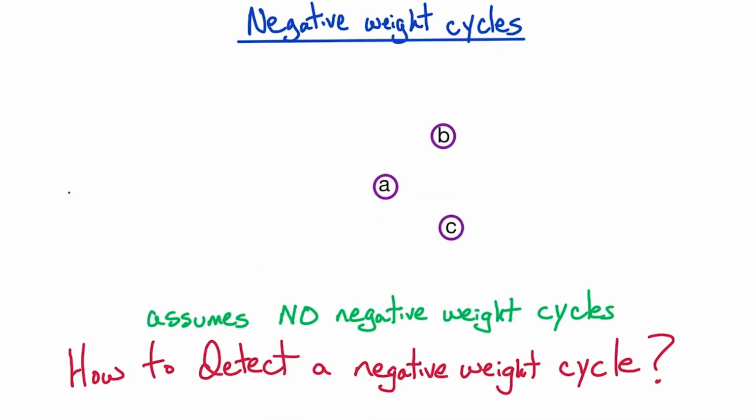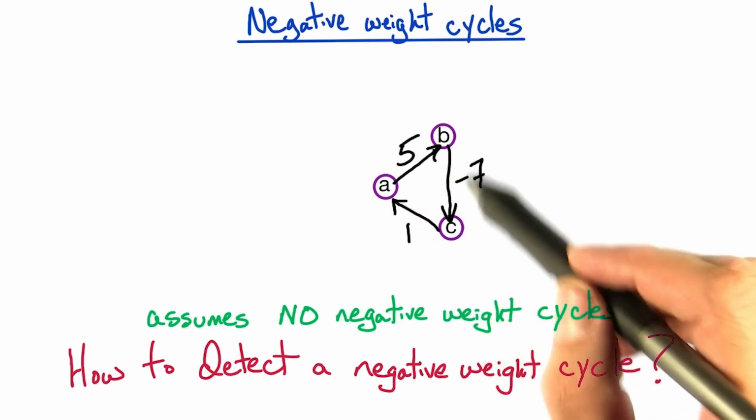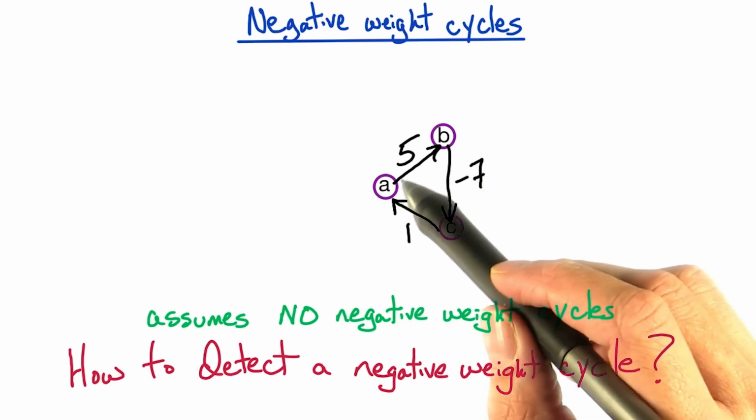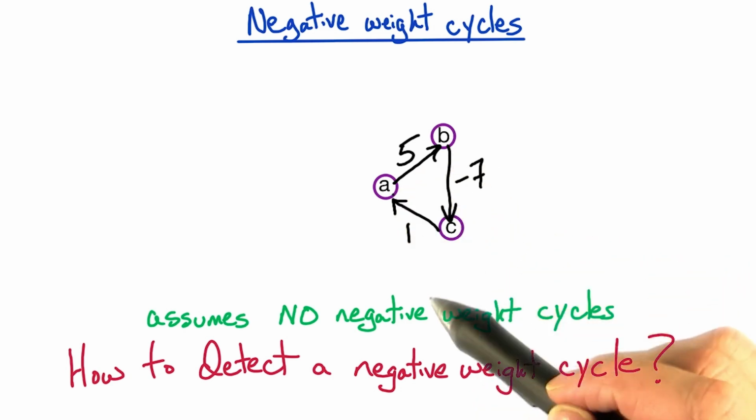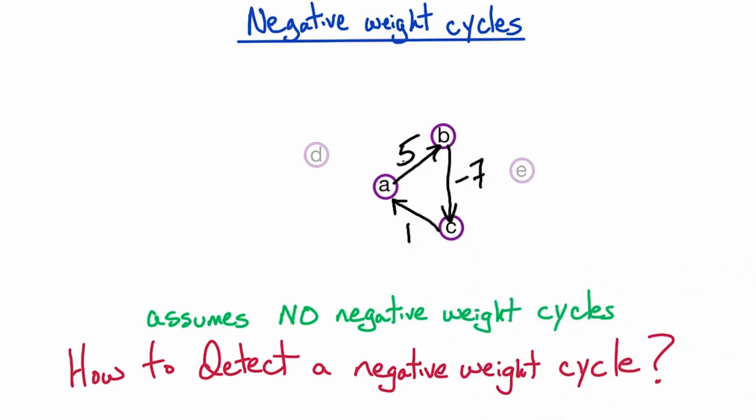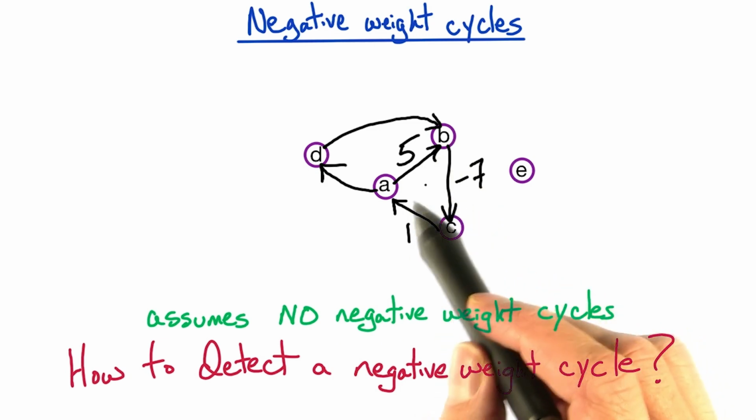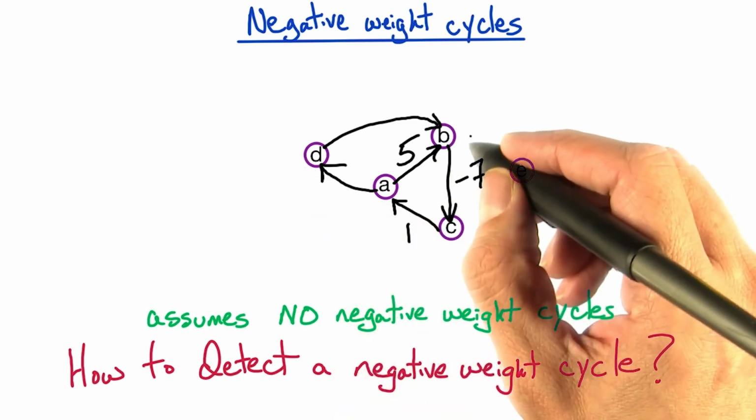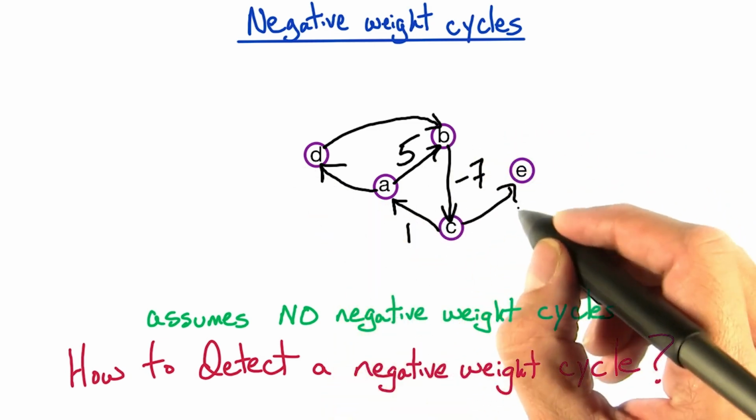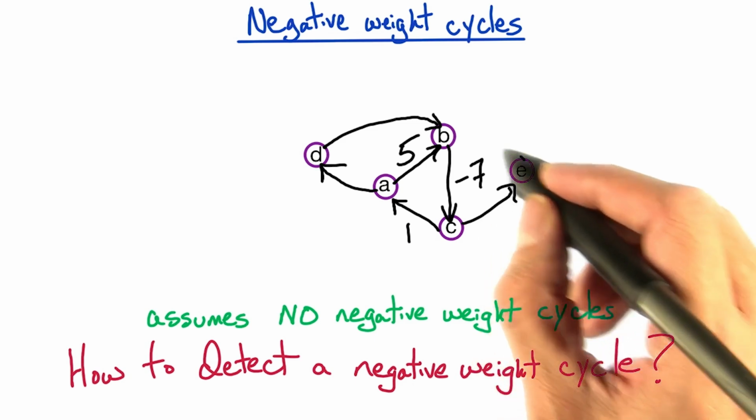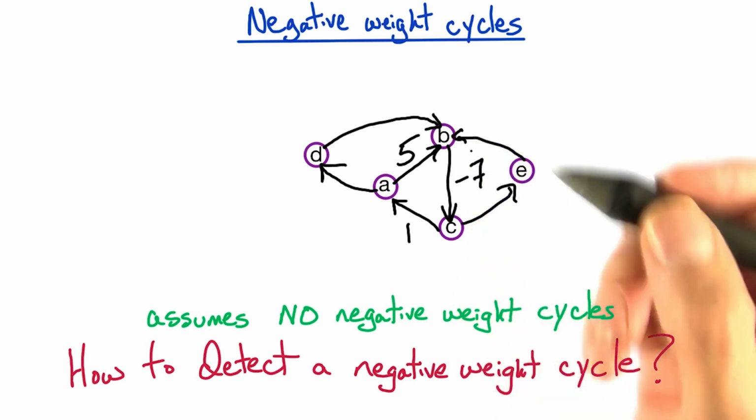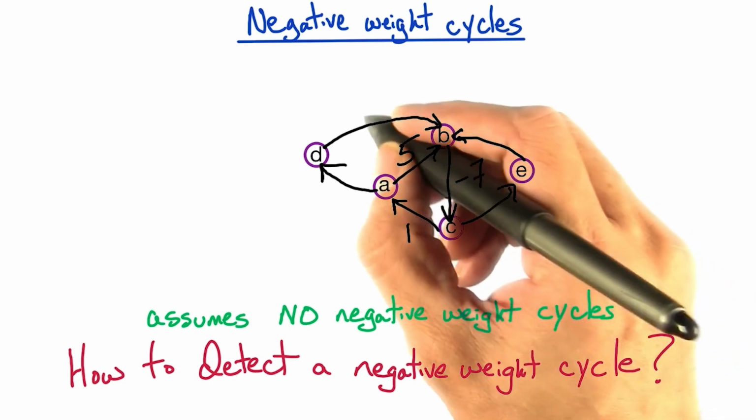To get an idea for how to detect negative weight cycles, let's look at a simple example. So this is a cycle of length -1, 5 plus -7 plus 1. So it's -1 total length. And let's add in two more vertices to make it a non-trivial example. Let's add some connections from D to this cycle and from this cycle back to D, and also from this cycle to E and from E to this cycle. And let's add in some weights to these edges.